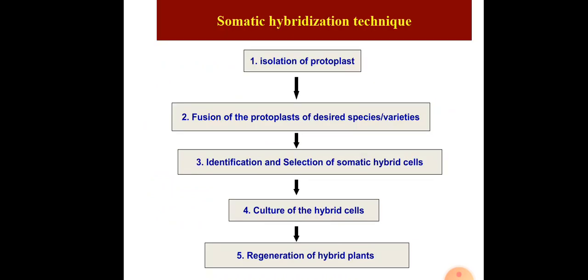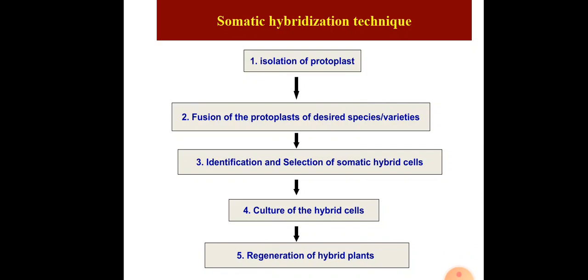In the slide we are giving a generalized flow chart. The first step is to isolate the protoplast, then fusion of protoplasts of the desired species or varieties, identification and selection of the somatic hybrid cells, and culturing of the somatic hybrid cells. In the final step we have to regenerate the hybrid. That is the somatic hybridization technique done in plants.